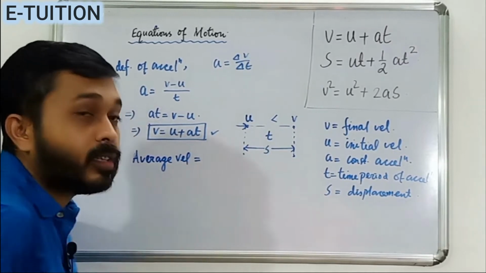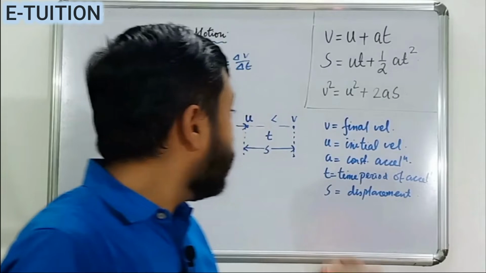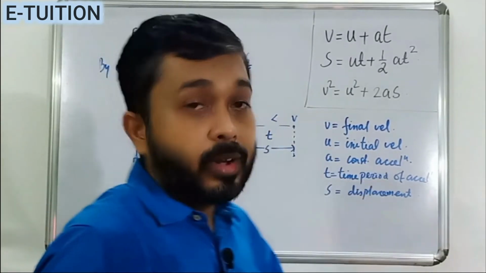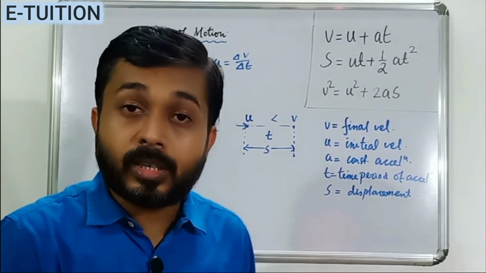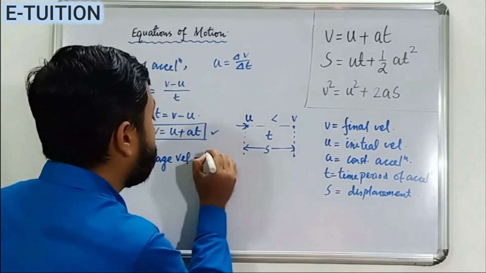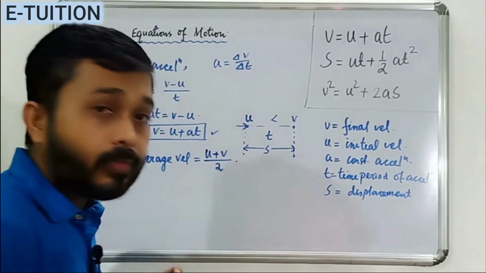Average velocity is nothing but the average of the initial and the final velocity. The initial velocity was u, the final velocity was v, so average velocity is supposed to be u plus v divided by 2.